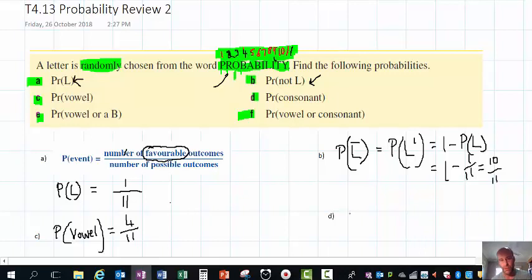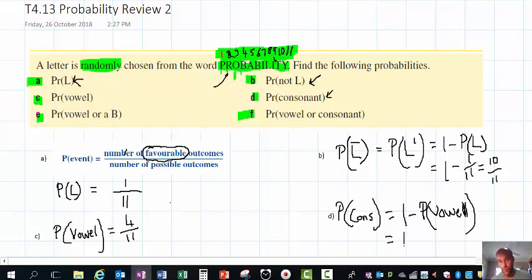Probability of a consonant. A letter is either a vowel or a consonant. So we could either add all the consonants up, or we could just use the complement. Probability of a consonant is 1 minus the probability of a vowel. Whoops, I spelt vowel wrong. It should only be 1 L there. And that equals 1 minus 4/11ths, which is 7/11ths.